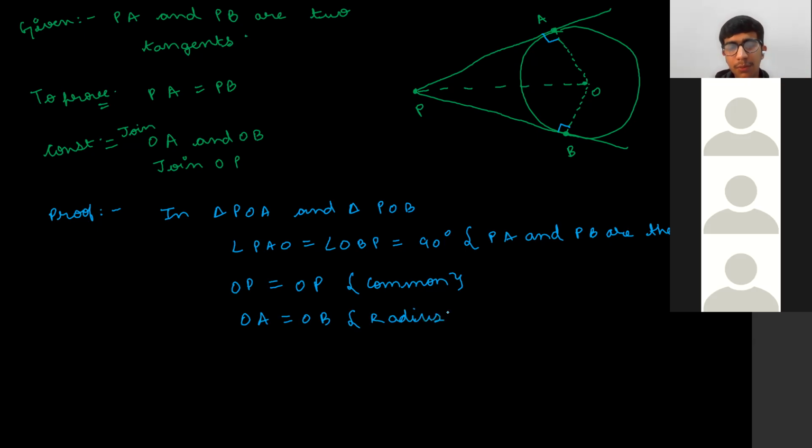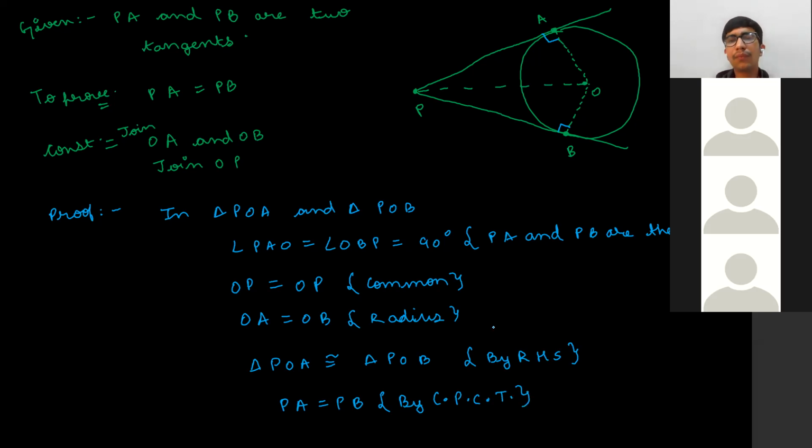Now, which rule is making these two triangles congruent? Which congruence rule? Is it SAS? RHS. RHS, perfect. We have a right angle, we have the hypotenuse, and we have the radius. So triangle POA is congruent to triangle POB, and the rule is RHS. Therefore, by corresponding parts of congruent triangles, I can say PA will be equal to PB by CPCT.